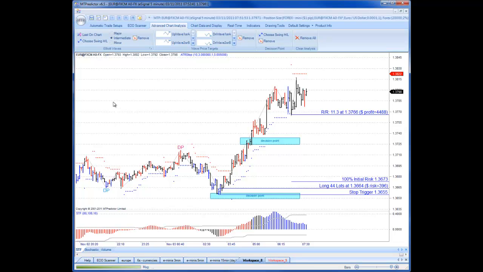So I thought that was a very good example to show this morning, particularly as the euro is a market that many people are concerned about with all the chaos that's going on in and around the Greece debt and other countries in Europe at the moment.